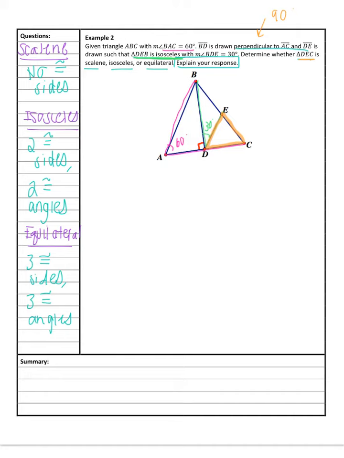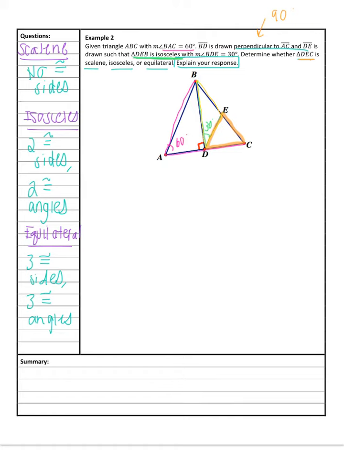So we marked up the 60 degrees with BAC. We drew in the right angle, which was already labeled for us. If I go to the next piece of information here, it talked about how DEB was isosceles, and we know isosceles triangles have two congruent sides. So looking at triangle DEB, that would be this triangle here.